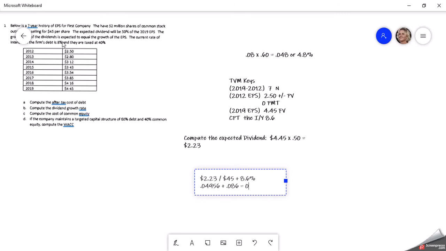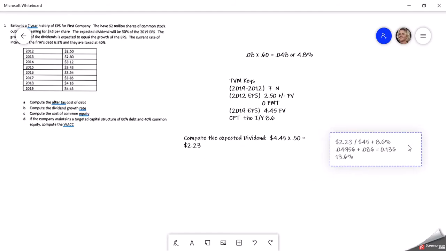So then we have 0.1355. If we want to round that, we go up to the nearest sixth. So then 13.6%, because it's 0.13556. That would be our cost of common equity. All right, I'm going to move that over here.